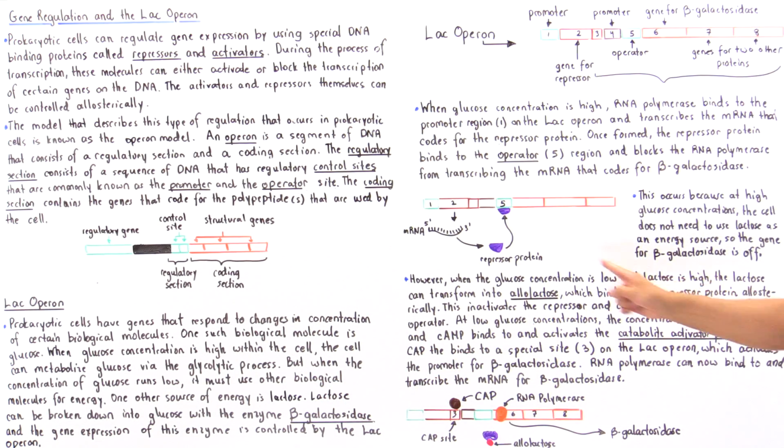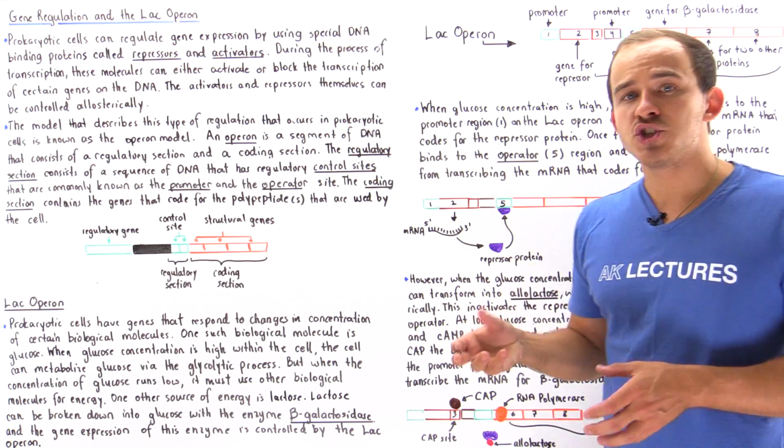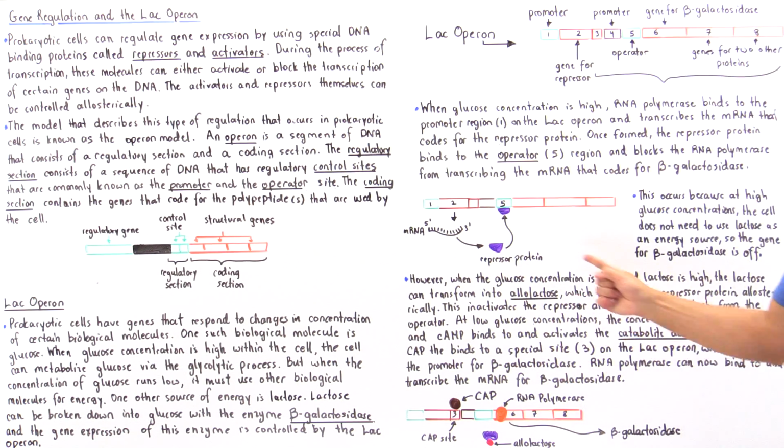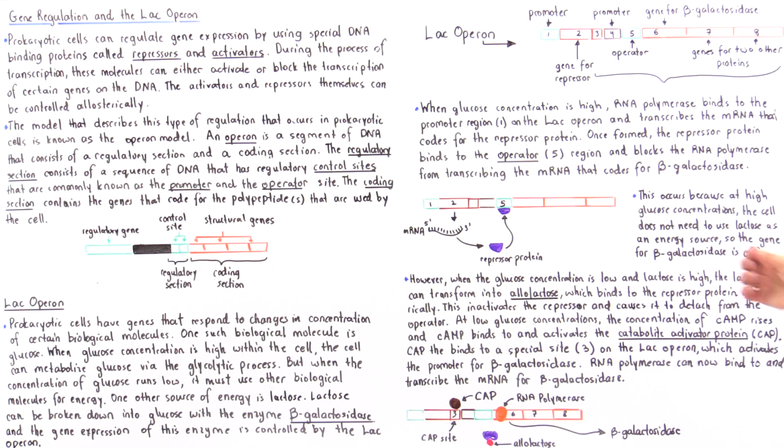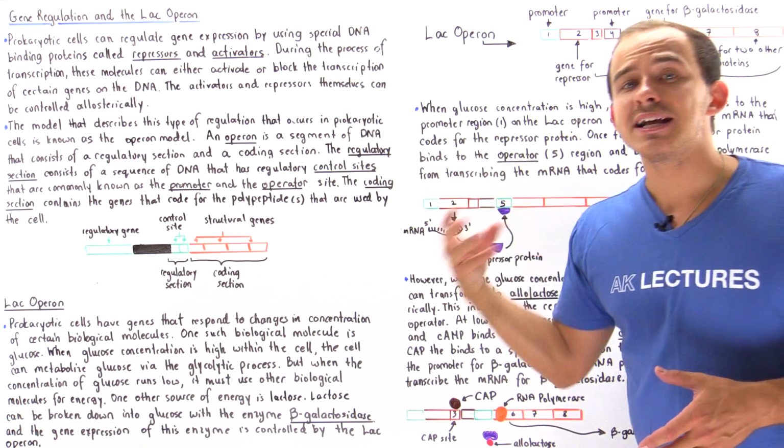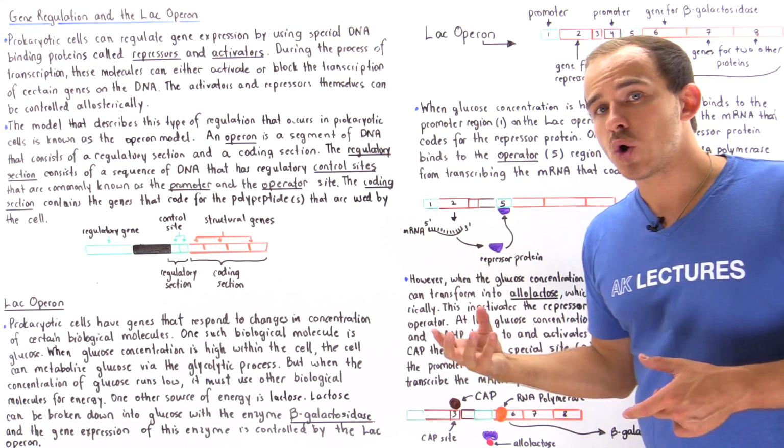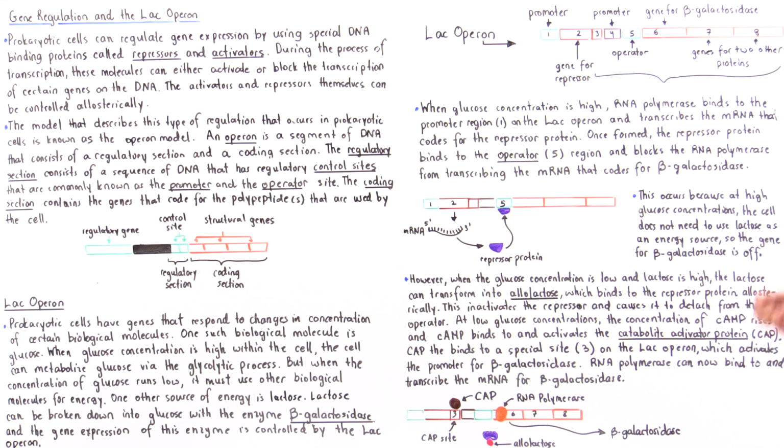So once again, when the glucose concentration is low and lactose concentration is high, the lactose can transform into another disaccharide known as allolactose, which binds to the repressor protein allosterically and inactivates that repressor protein, which then detaches from the operator site on our operon, on our Lac operon.